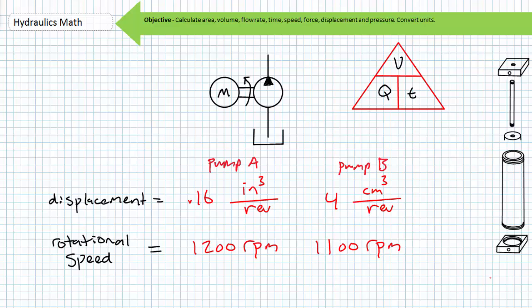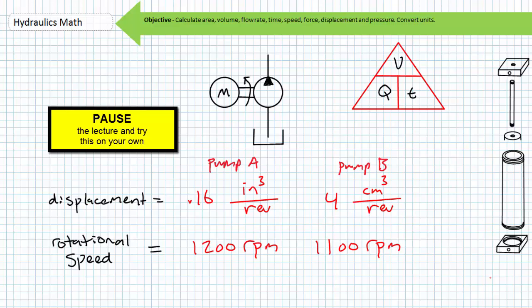Here are 2 remaining illustrated example problems left for you to attempt on your own. Pause the lecture and take your best shot. Use the given displacement and rotational speed to determine the flow rates in units of gallons per minute for pump A and liters per minute for pump B.